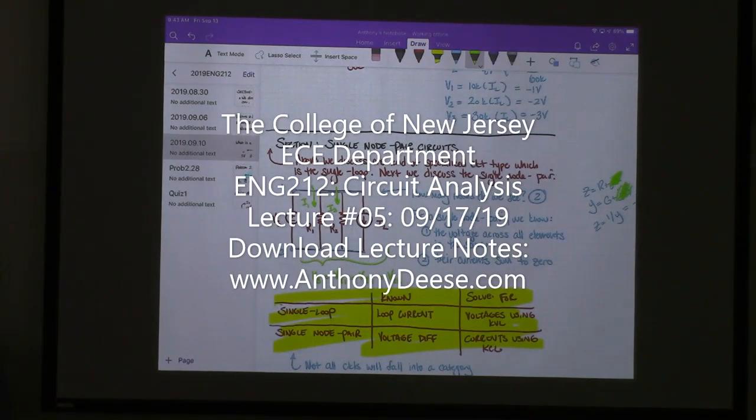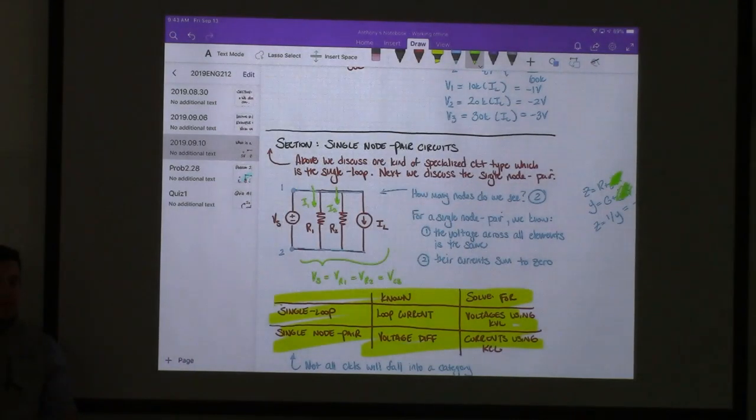And what we saw was that a single loop circuit was a nice special case that we knew how to solve. It allowed us to do some things with regard to simplification. We could combine all of the voltage sources together. We could combine all of the resistances or impedances together and make one source, one resistor, solve for the current through the loop, and then we can do whatever else we needed to do.